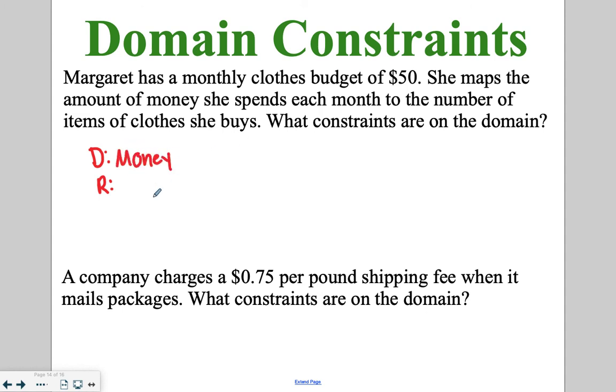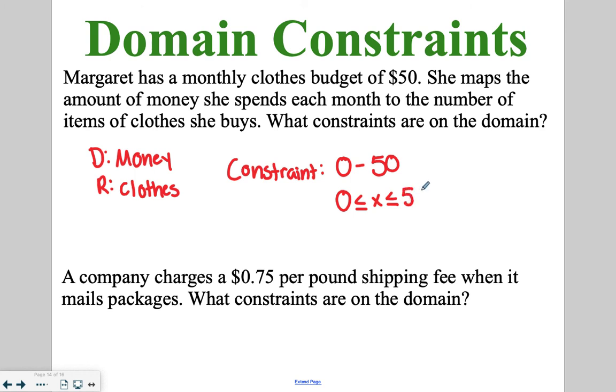How much money she spends is going to result in the clothes that she buys, or the items of clothes that she can buy. So we're looking for the limits around the money, and for this particular one, our constraint is going to be between 0 and $50. Those would be the reasonable values that we could put in for x. You could also write this out as 0 is less than or equal to x, which is less than or equal to 50. So writing it out in that inequality format.